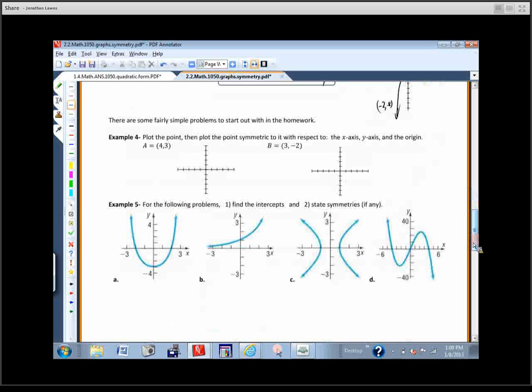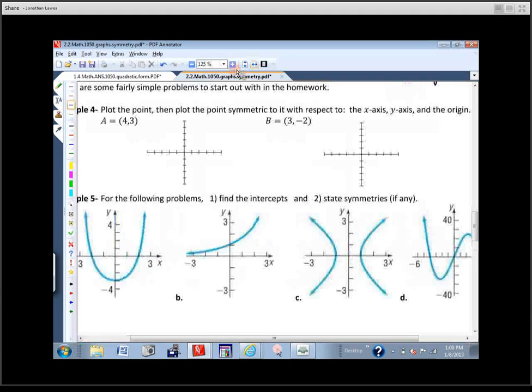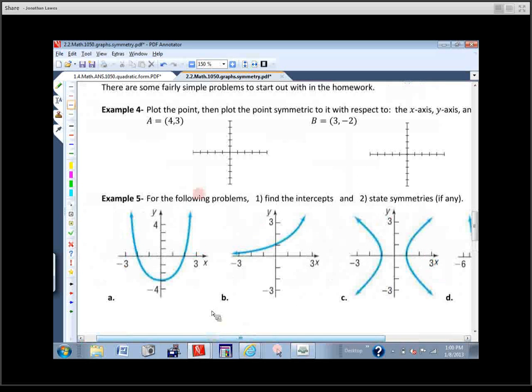But let's take a look at some problems from your assignment. Some of them are really easy. Let's take a look at example 4. It says plot the point and then plot the point that's symmetric with it with respect to the x-axis, the y-axis, and the origin. So we're going to call this A sub x. That's going to be symmetric with the x-axis. A sub y is going to be symmetric with the y-axis, and A sub o is going to be symmetric with the origin. So we'll label where these are.